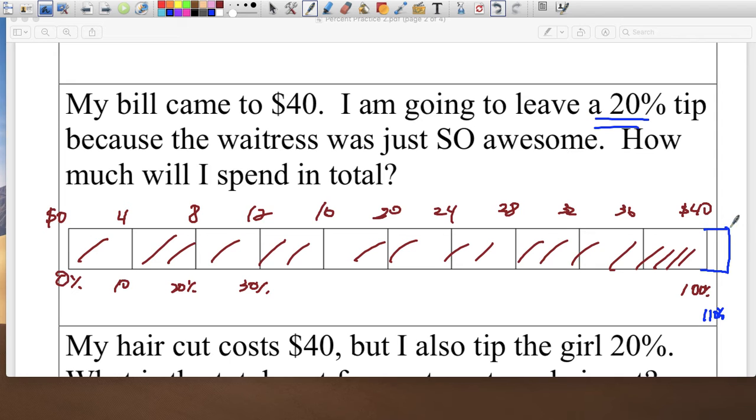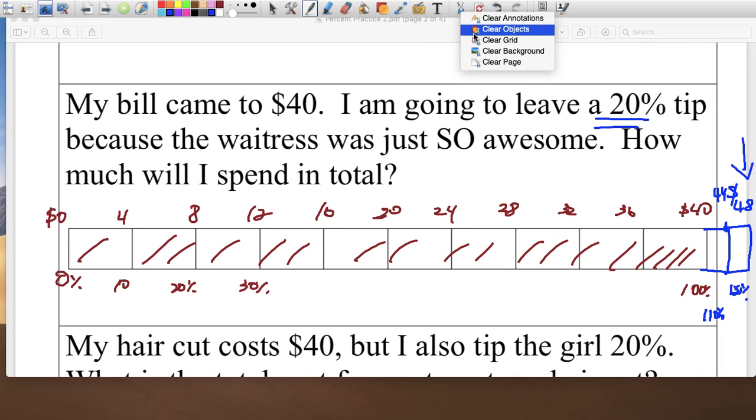My haircut cost $40, but I also tipped the girl 20%. What is the total cost for me to get my haircut? Okay, so 0%. Right now, if I don't leave a tip, I have to pay $40 without tip. That would be 100%, right? But again, I want to add 20% because I want to give some tip, so I'm going to add 1 box and another box right here, right?